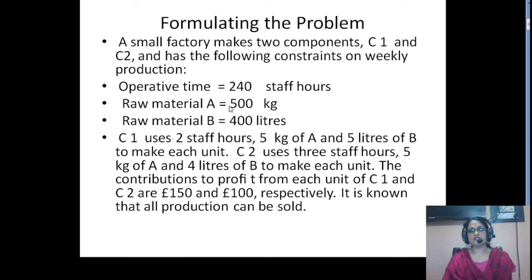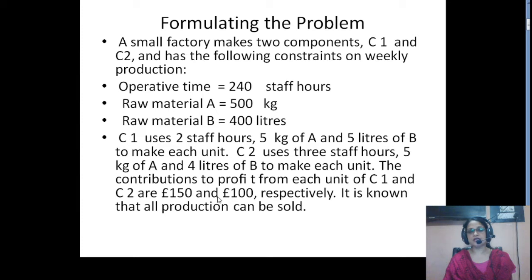So C1 uses 2 staff hours, 5 kg of A and 5 liters of B to make each unit, right? So this is the ingredient composition of product C1. Likewise, we have the ingredient composition of product C2. It uses 3 staff hours, 5 kg of A and 4 liters of B to make each unit, right? The contributions to profit from each unit of C1 and C2 are pound 150 and pound 100 respectively. It is known that all production can be sold.